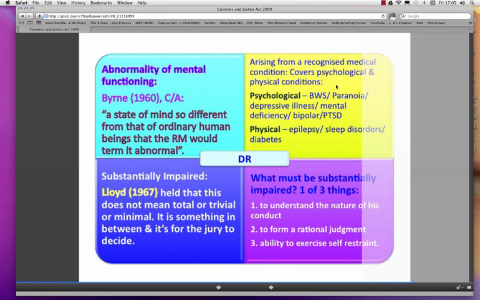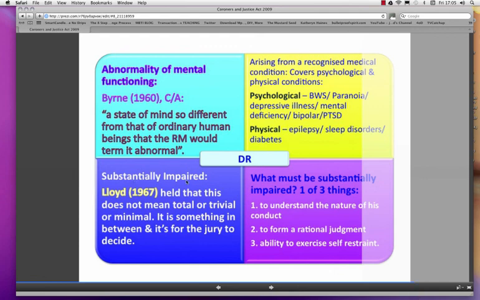This covers psychological and physical conditions. Our psychological conditions could be battered women syndrome, paranoia, depression, mental deficiency, bipolar, post-traumatic stress disorder, Othello syndrome, extreme mental stress. Physical conditions are things like epilepsy, sleep disorders and diabetes.